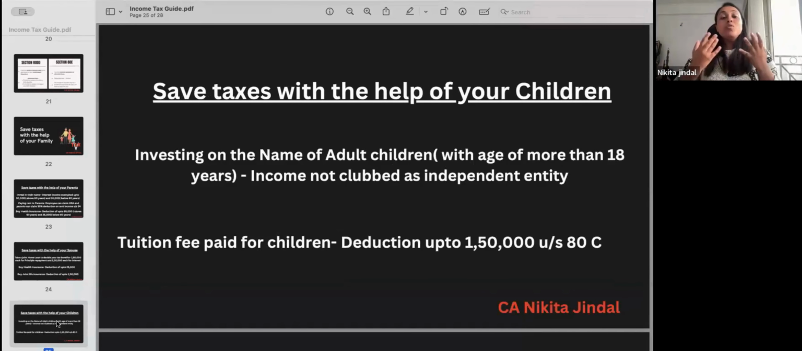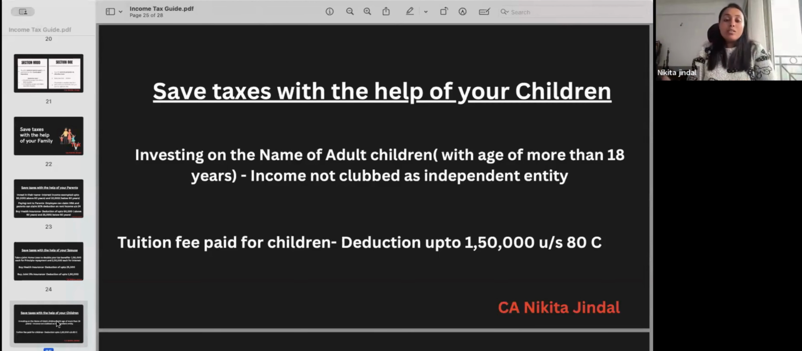Number one is you can invest in the name of adult children. If your child's age is less than 18 years, he or she will be considered a minor and their income will be clubbed under your income. But if your child's age is more than 18 years, they will be considered a separate individual entity for income tax purposes. So if you invest in their name, you have your own exemption limit of 2,50,000, and your child also has an exemption limit of 2,50,000. So you both can enjoy good savings.